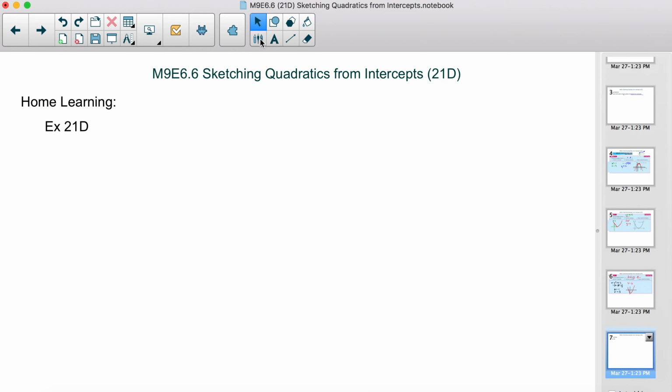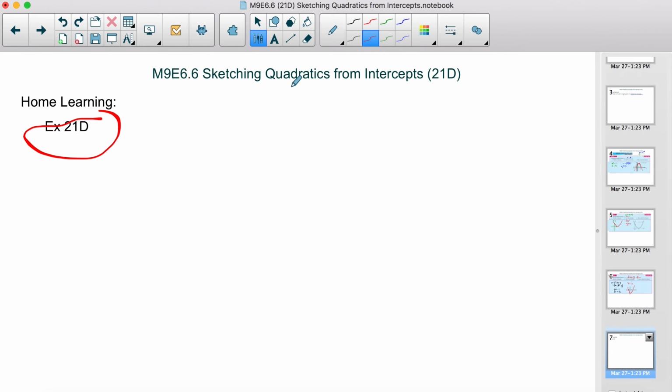Cool. Jump into 21D and sketch with your intercepts.